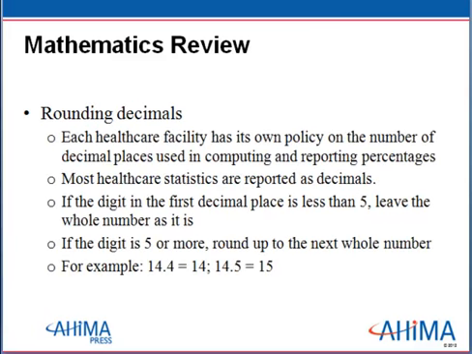Every healthcare facility will have its own policy on the number of decimal places that we are required to round to. When we do this for assignment purposes in the class, I will tell you how many digits to round to, but generally it will be 1 or 2. If the digit in the first place is less than 5, we leave the whole number as it is. If the digit is 5 or more, again, we will round up to the next whole number.